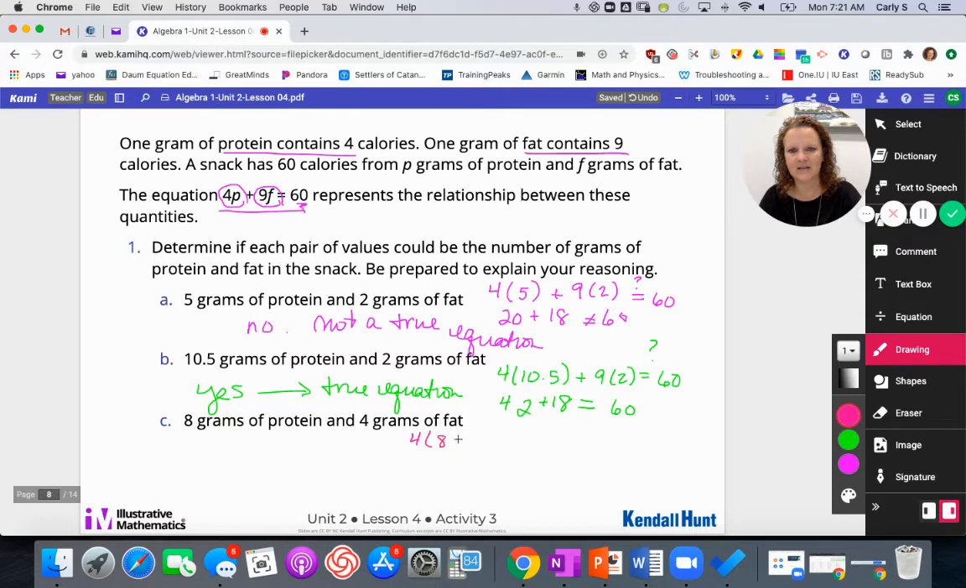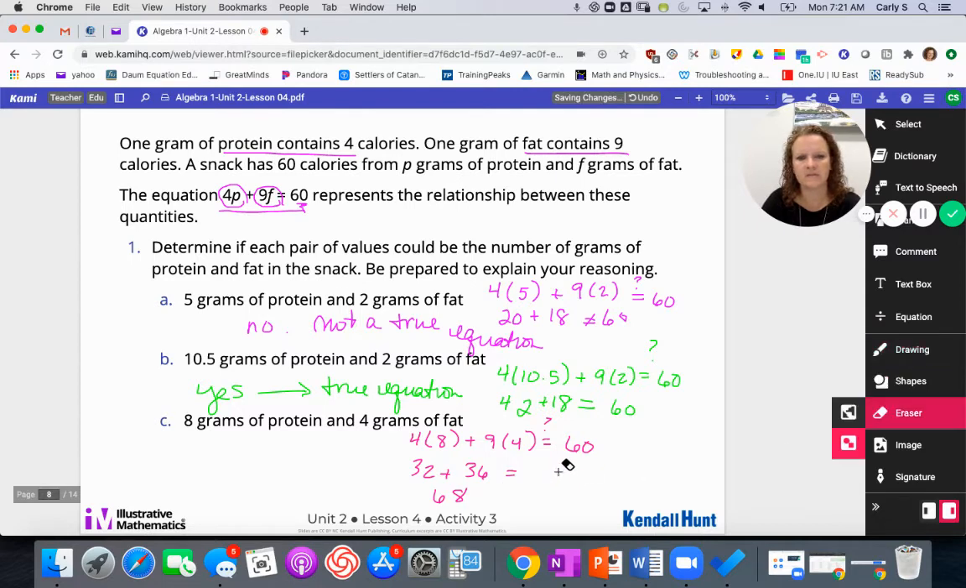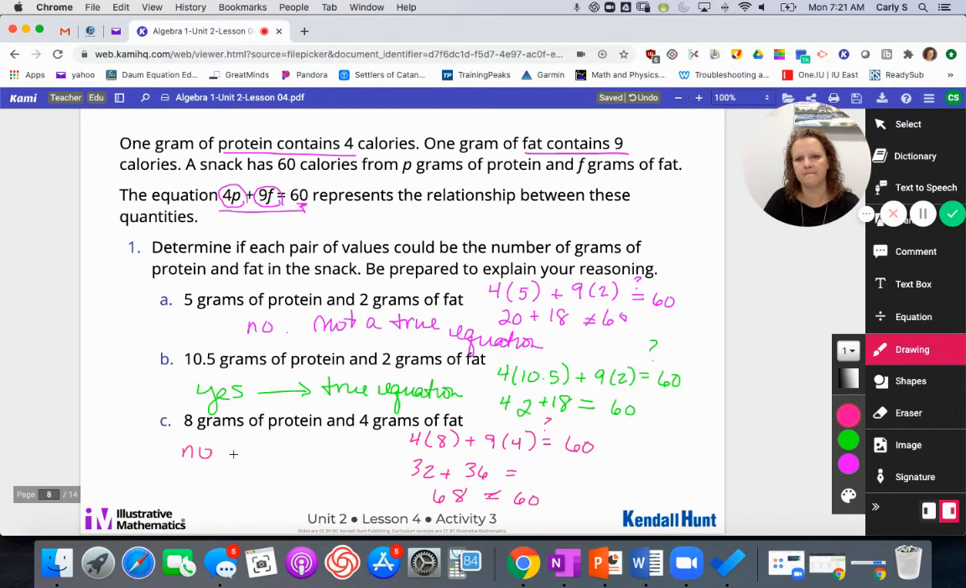4 times 8 plus 2 times, nope, 9 times 4. Does that equal 60? 9 times 8 is 32 plus 36. 68, that does not equal 60. Oops, 68. Get my eraser out. Not a true equation.